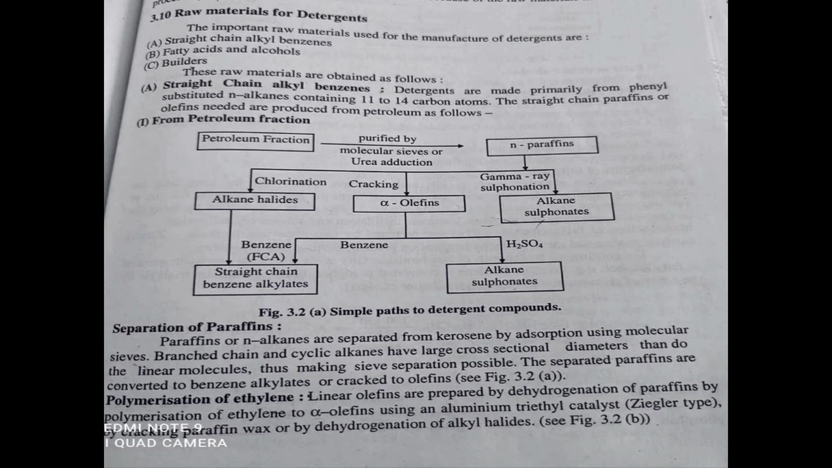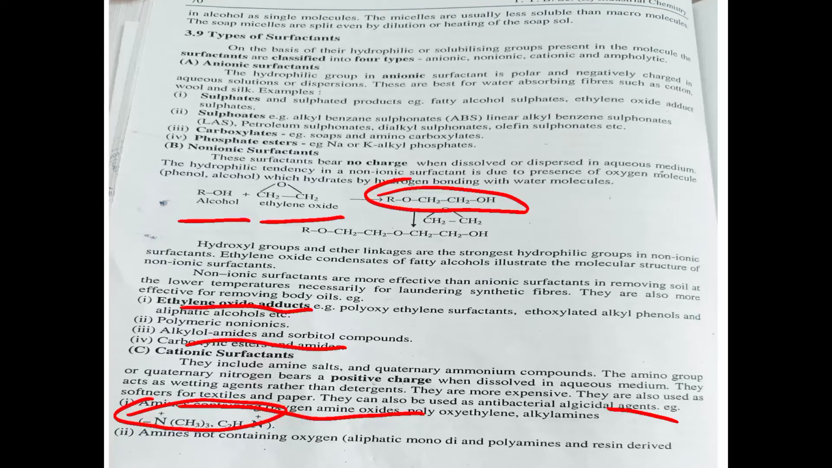Then the fourth one is ampholytic surfactants. Ampholytic surfactants contain both cationic and anionic groups, that is both acidic and basic hydrophilic groups. They can behave as anionic or cationic according to whether the solution is basic or acidic in pH range.